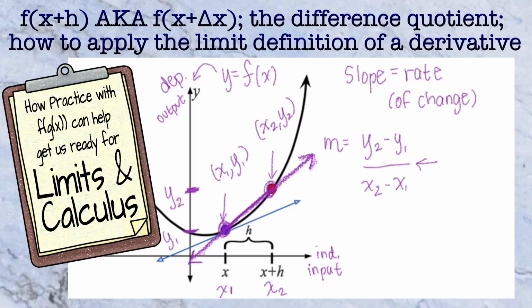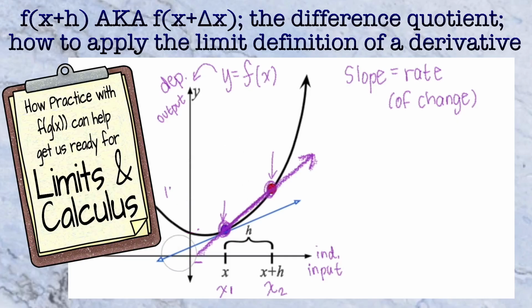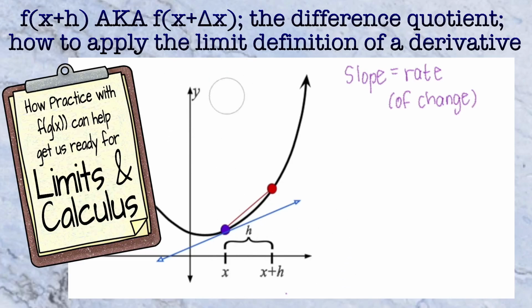But the thing is, there's a lot of variables and subscripts going on here, and what we want to do is actually simplify this with function notation. So what I'm going to do is just clean this up a little bit, and we're going to just rename these points to get us ready for calculus, okay? So we're still talking about slope, we're still talking about our rate of change and all that, okay?